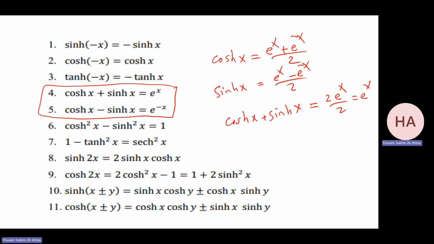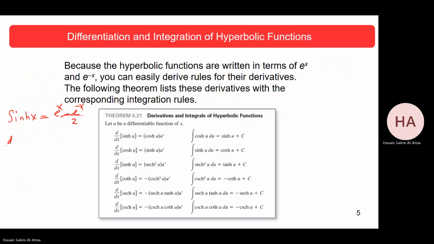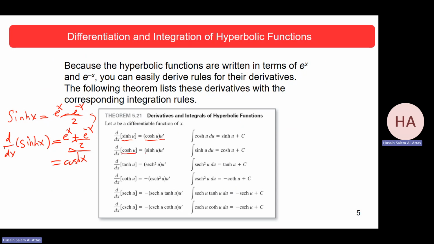Sine hyperbolic, if you differentiate it, you're getting e to the power x plus e to the power minus x over 2, which is cosine hyperbolic. And the same thing, if you differentiate cosine hyperbolic, you are getting sine hyperbolic. So the derivative of sine hyperbolic of u, by the chain rule, is cosine hyperbolic of u times u prime. The derivative of cosine hyperbolic of u is sine hyperbolic of u times u prime.